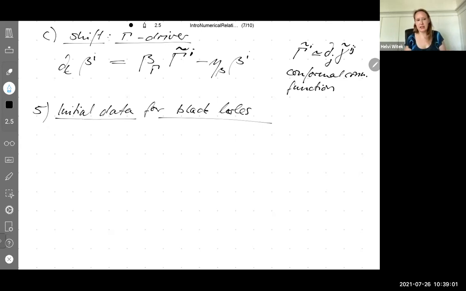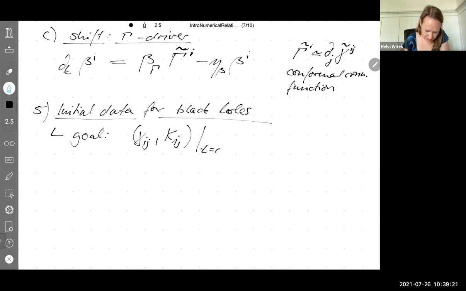Okay, so conceptually, what we have to do here is the following. What we want is a prescription for our three metric and extrinsic curvature at t equals zero. So what we have here, if we count the degrees of freedom, are 12 degrees of freedom that we have to specify. And four of these will be specified using the constraints.